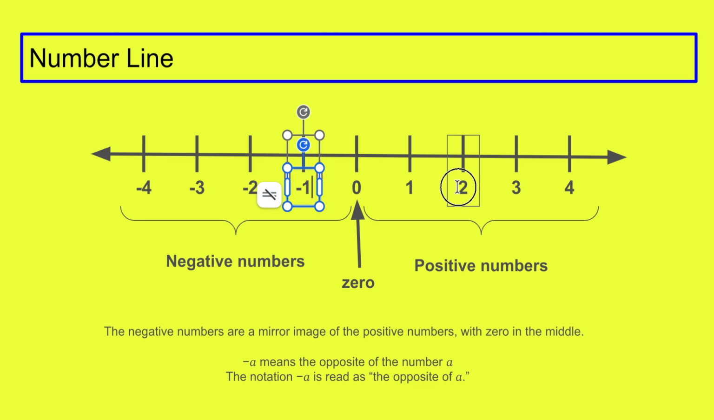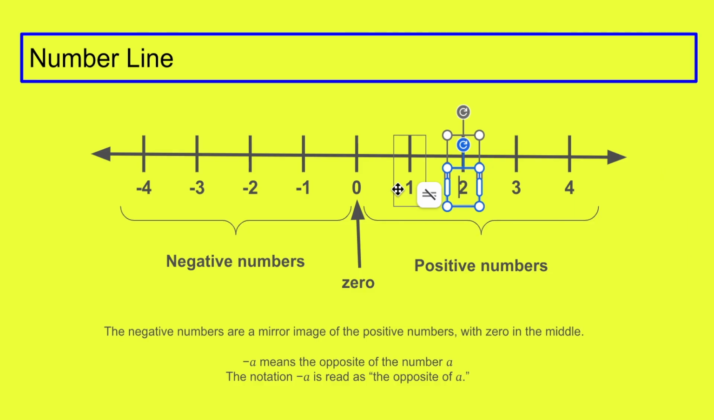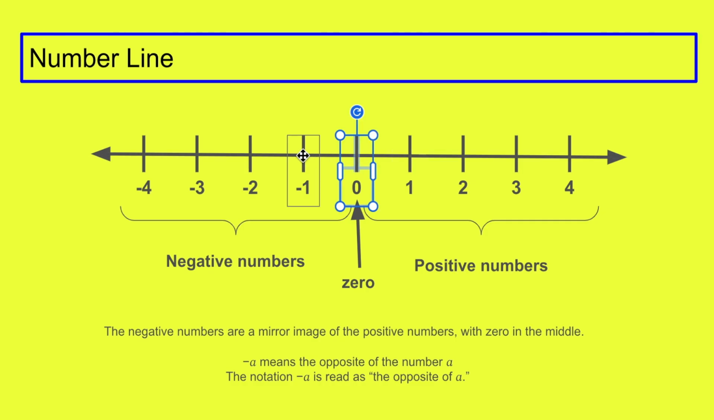2 is greater than 1. 4 is greater than 2. 4 is greater than 1. So this is how you have to look at this. 0 is the central point. So 0 is less than 1, but 0 is greater than -1.